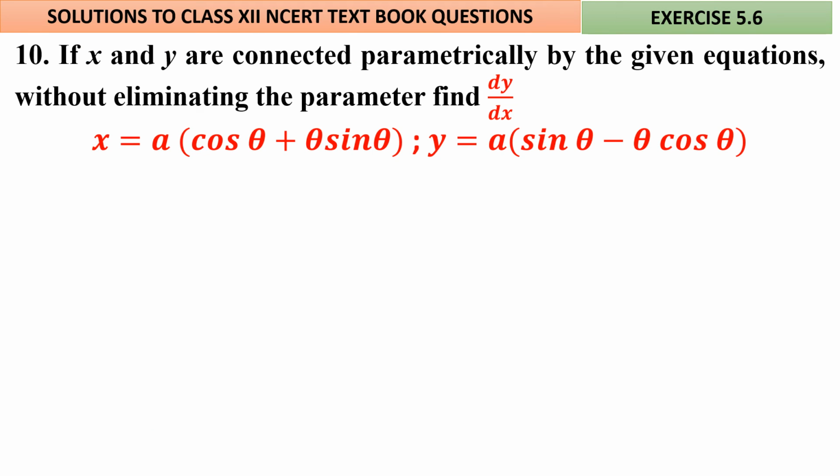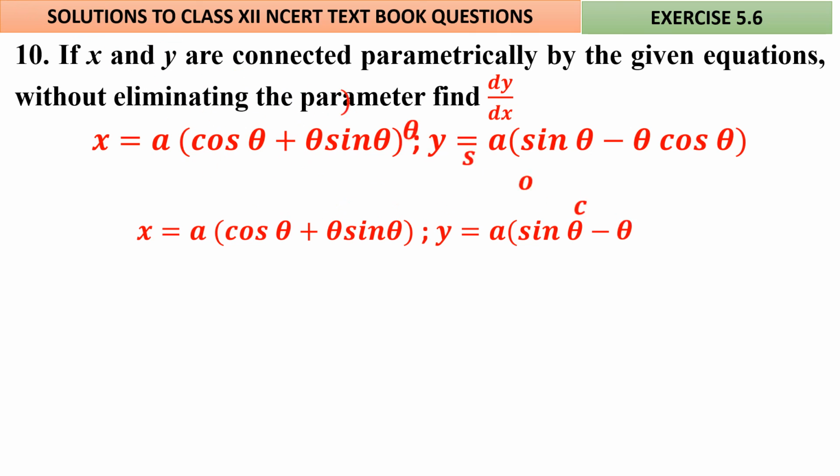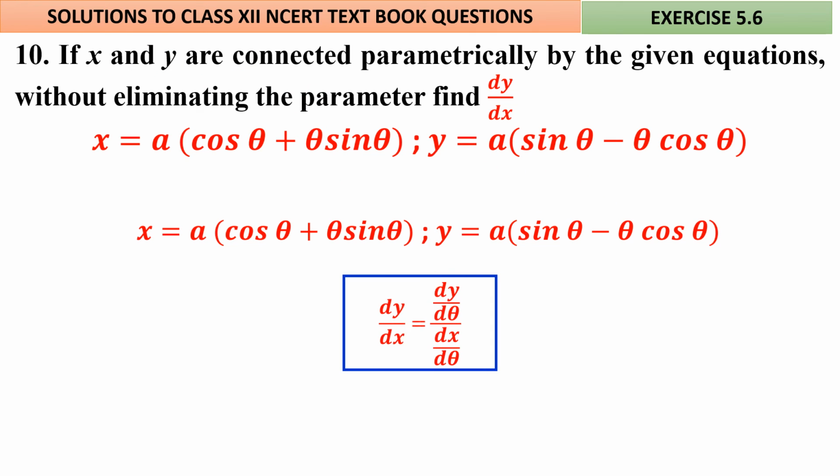Question number 10. We have to find dy by dx if x and y are connected by this equation. x is equal to a into cos theta plus theta sin theta, y is equal to sin theta minus theta cos theta. You got the value of x now. Dy by dx is dy by d theta upon dx by d theta.